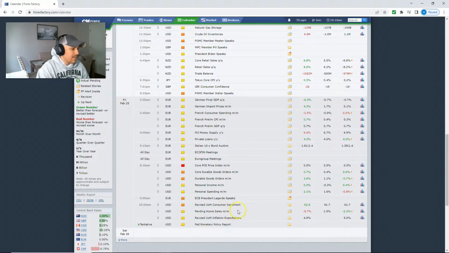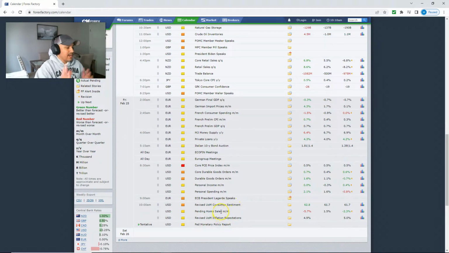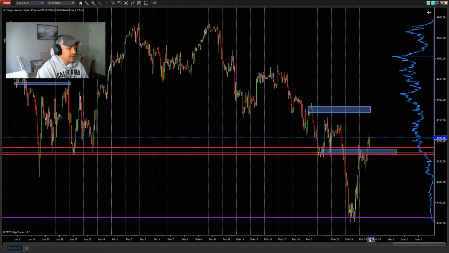So we have some news dropping right now. It's 10:10. It's already dropped, but we wait for the market to get back into its normal rhythm, its normal pace. So we'll go ahead and cancel out that. Take a look at the 60-minute chart here to see what we have.